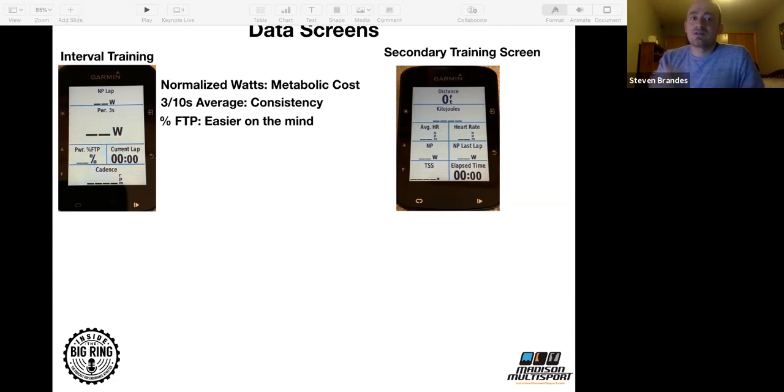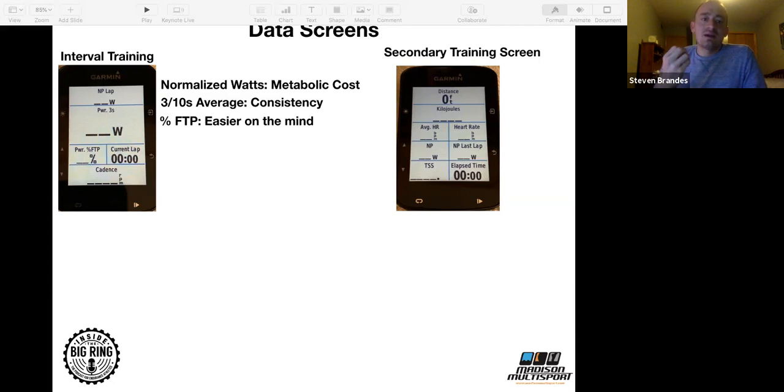Which is funny because if I'm riding outside, I never really know how far I am into a ride, nor do I want to know, because it kind of psychs me out. If I'm having a good day or a bad day, I don't want to know. Kilojoules for the obvious reason, average heart rate, normalized power, you can see it.